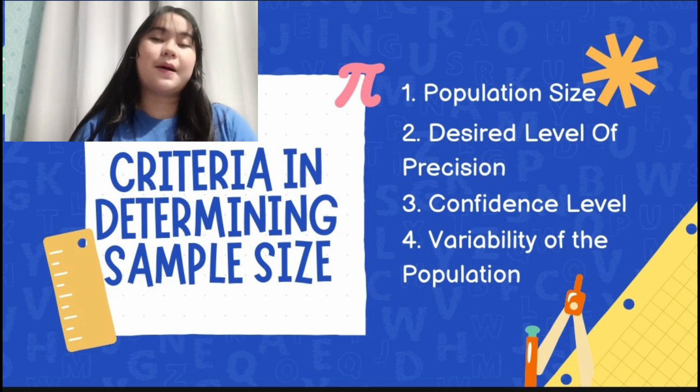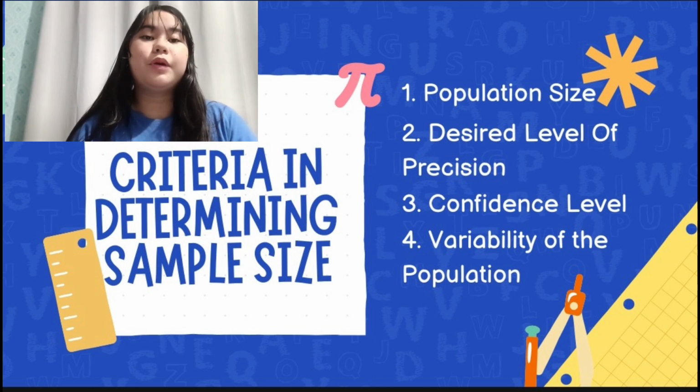Criteria in determining sample size. First, population size. This is because a larger sample is needed to represent the diversity of a larger population. In a very small population, it might be possible to study a significant portion of the population. Second, desired level of precision. If you need a very precise estimate, you'll need a larger sample. But if you're okay with a less precise estimate, you can use a smaller sample.